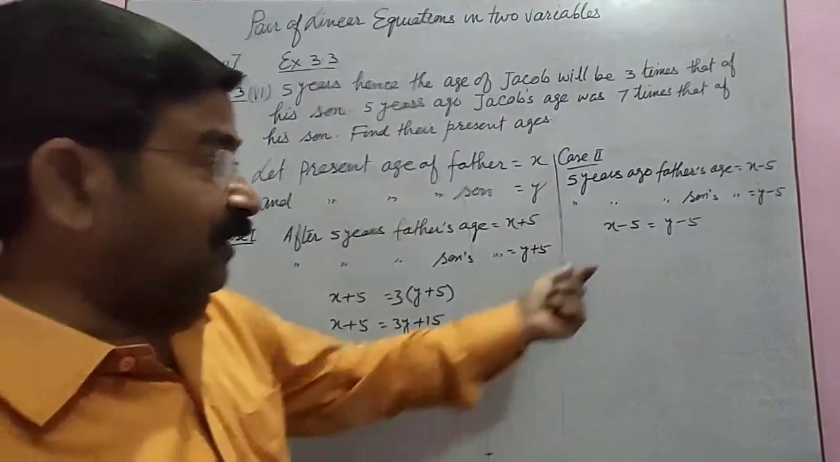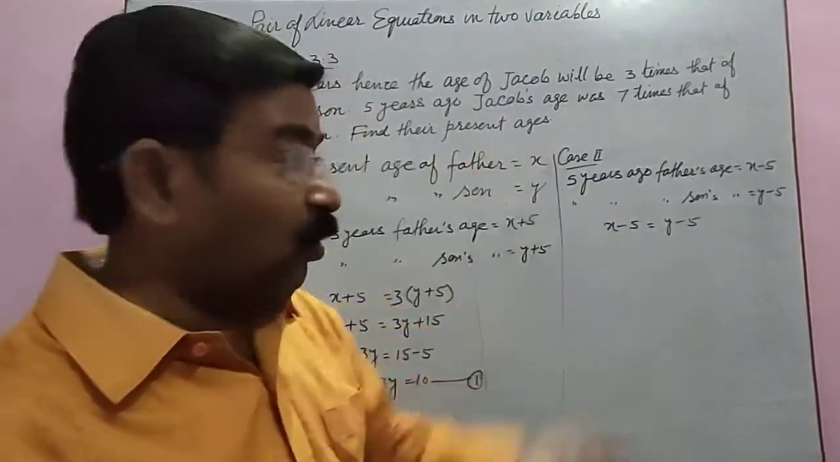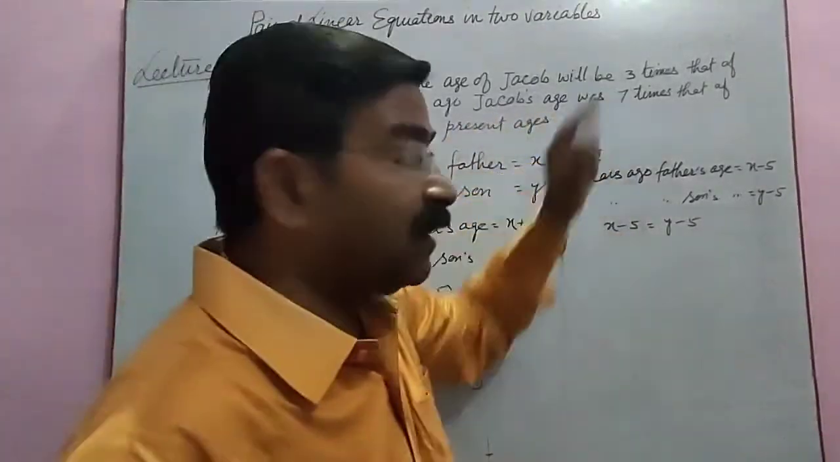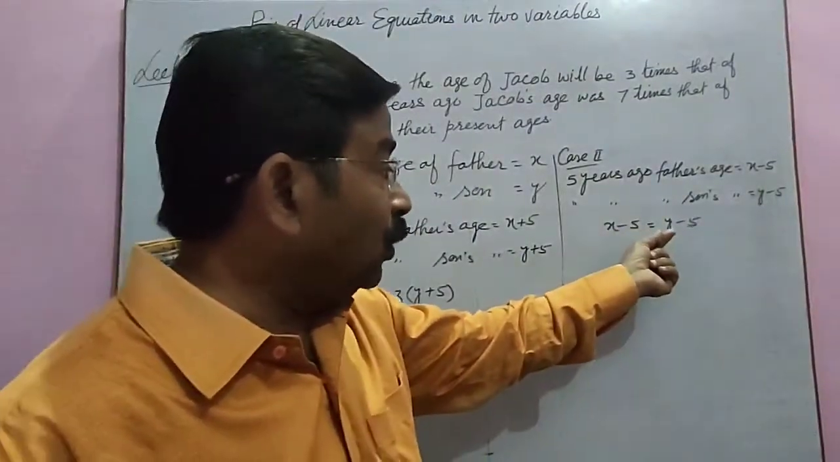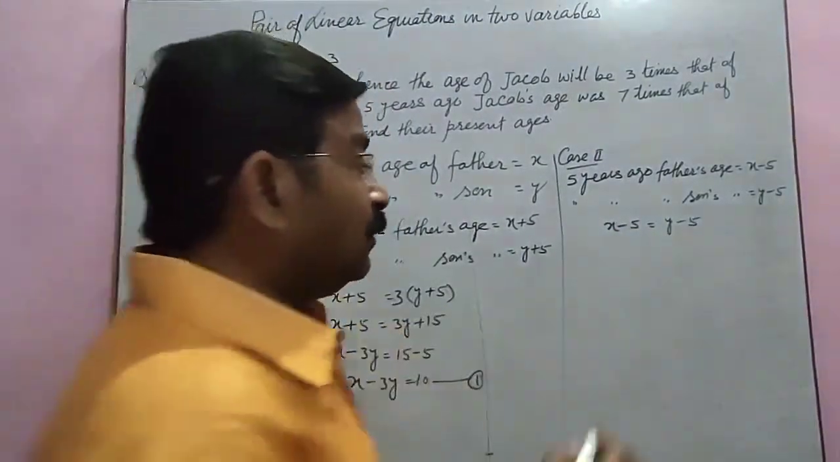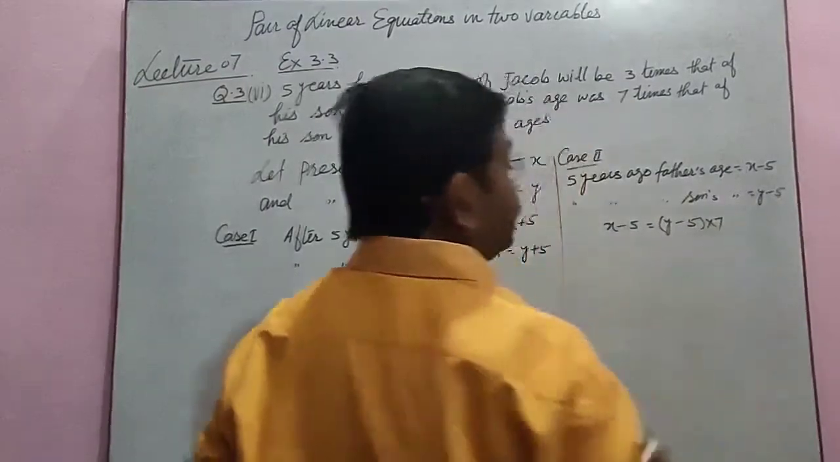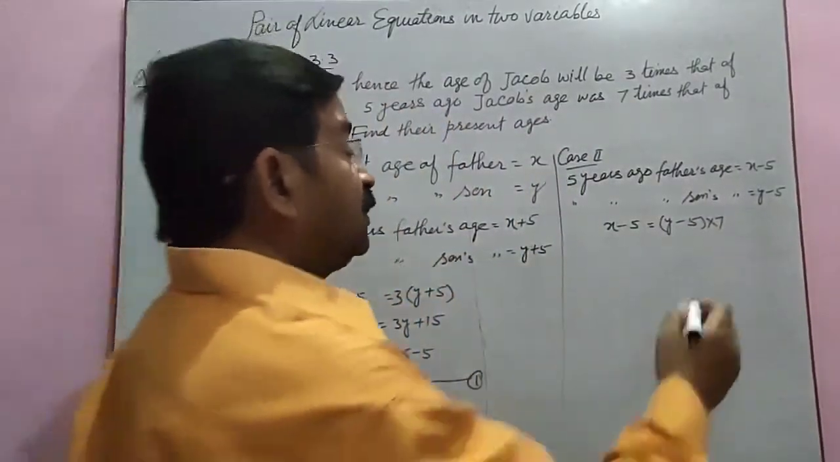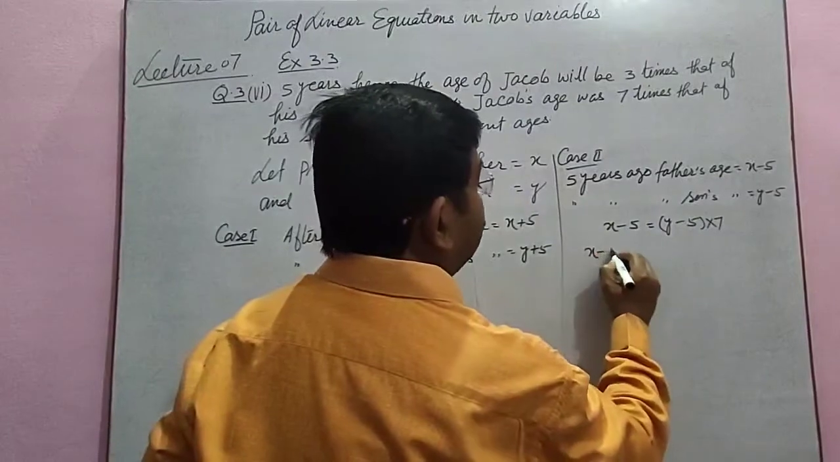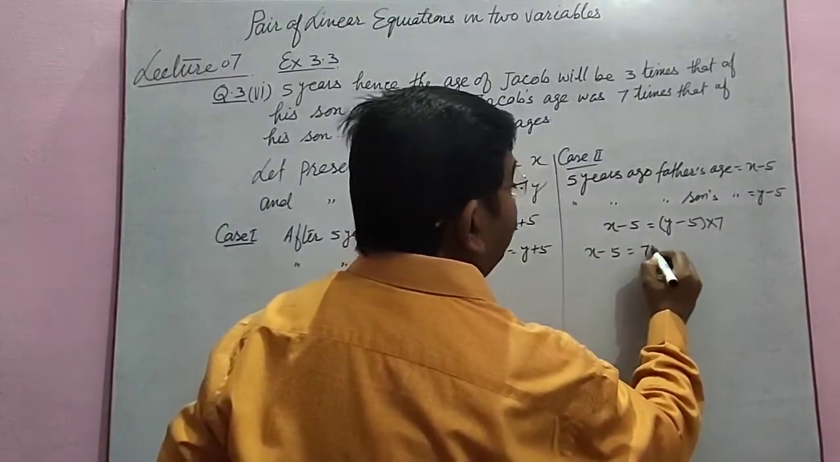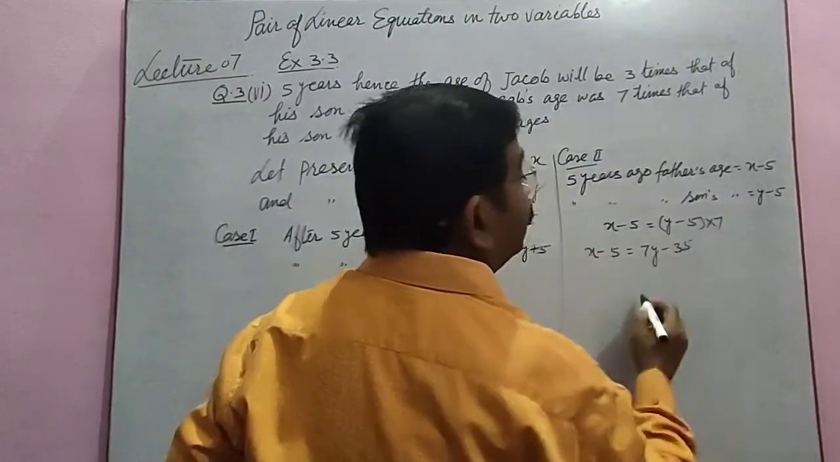I told you, father is always father. He will be older by how many times? 7 times. So what to do? We will make the son's age 7 times. So multiply the son's age by 7 to make them equal. Simplify. X minus 5 is equal to 7y minus 35.